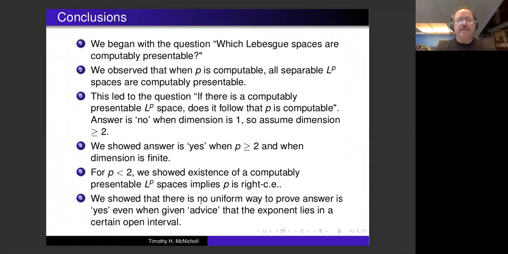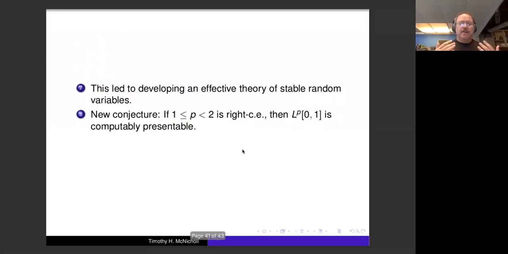So to me, this is not a proof, but strong evidence that this result in item 5 is the best possible. My conjecture now is that if P is at least 1 and less than 2 and right CE, then LP[0,1] is a computably presentable space. But don't ask me how to do that.